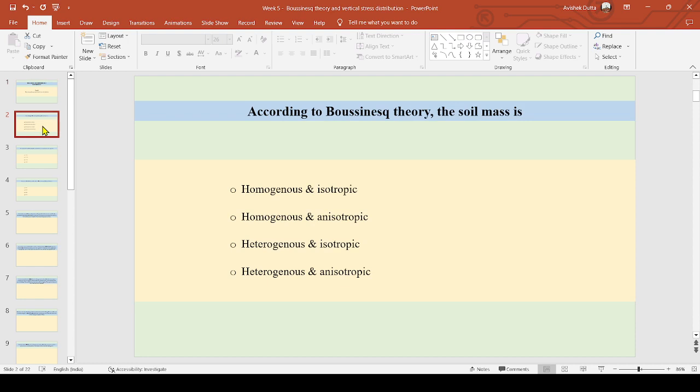The first question is, according to Boussinesq theory, the soil mass is. The options are homogeneous and isotropic, homogeneous and anisotropic, heterogeneous and isotropic, heterogeneous and anisotropic.